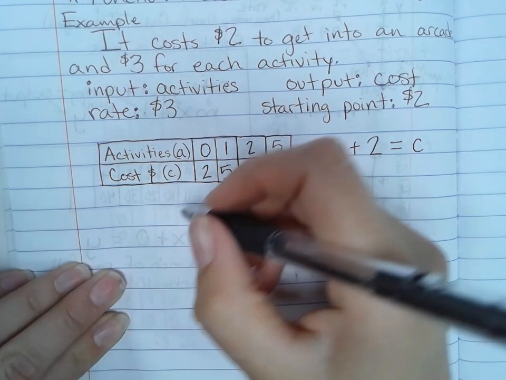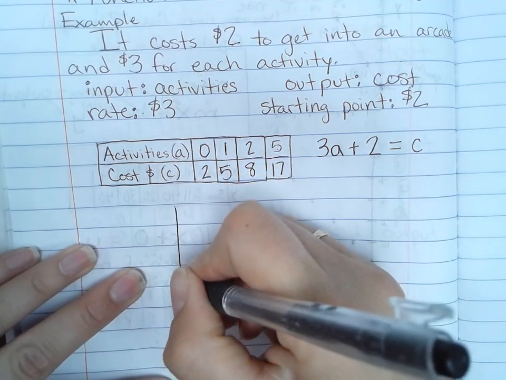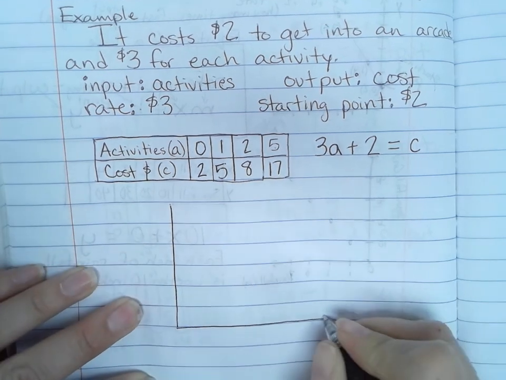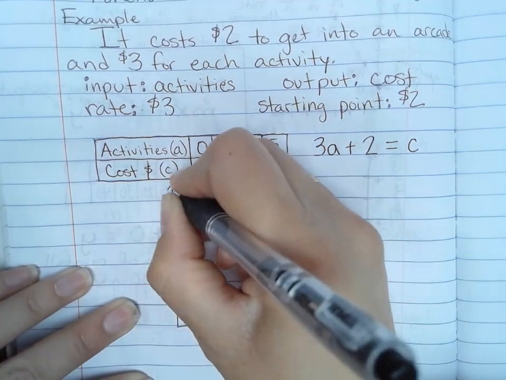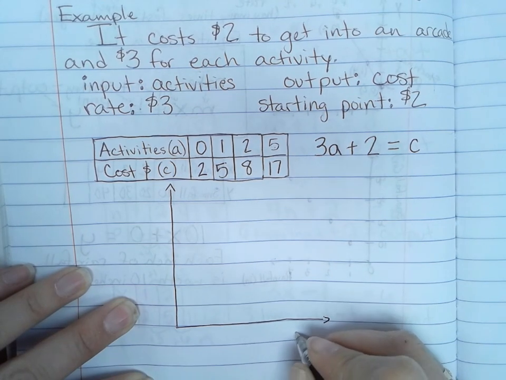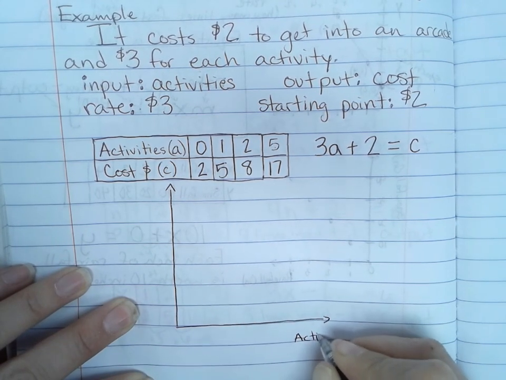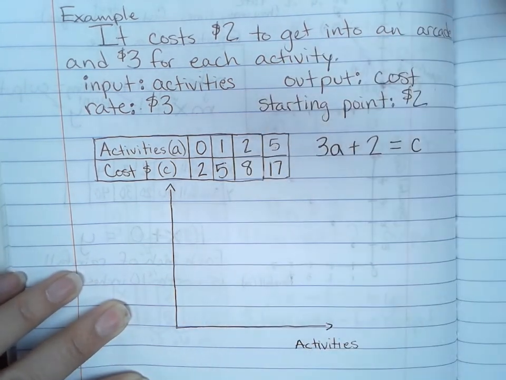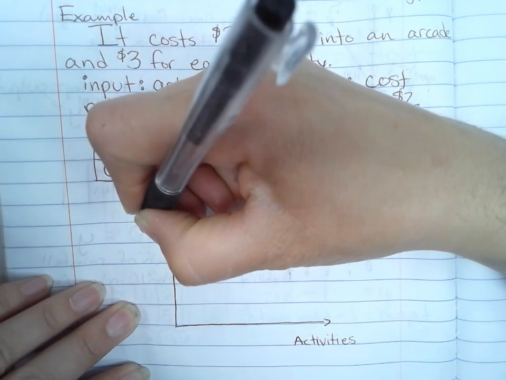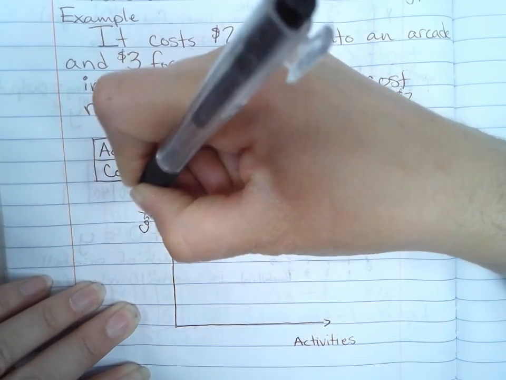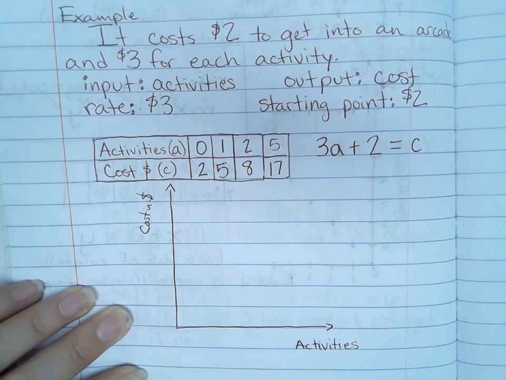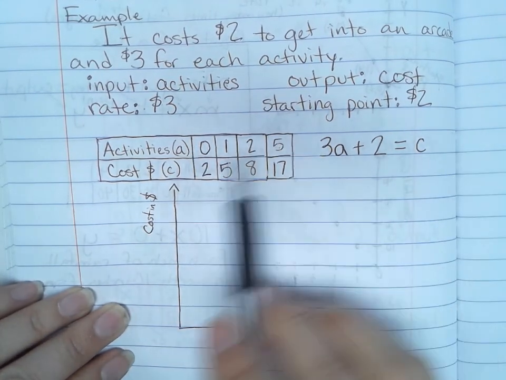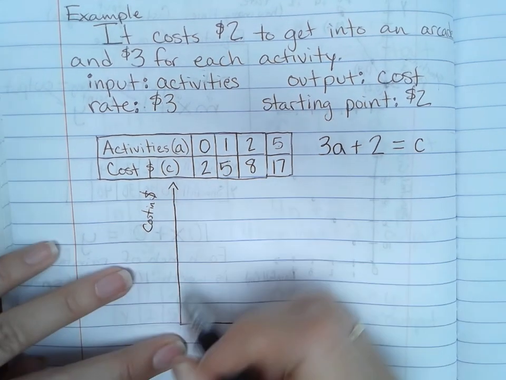Alright, the last thing that we need to do is graph it. Make a nice, neat graph. Okay, we need to label it. Our input was activities, so let's label this activities. And then this one was our cost in dollars. Okay, now we can graph the ones we have here. We can graph other ones. Are we limited to only this amount of activities? No.